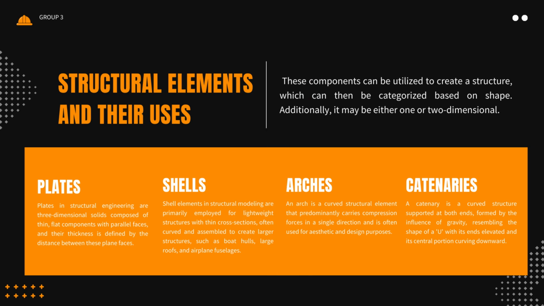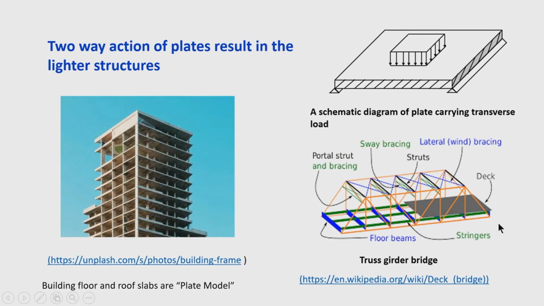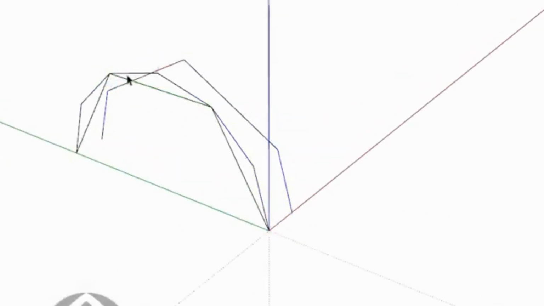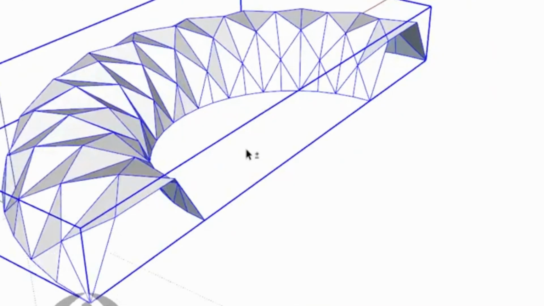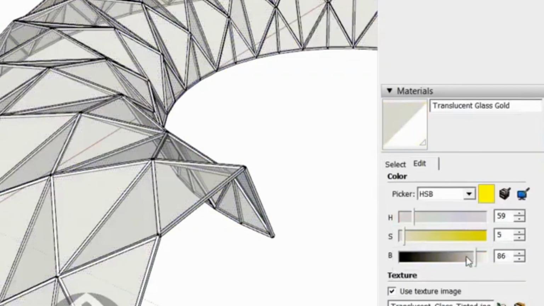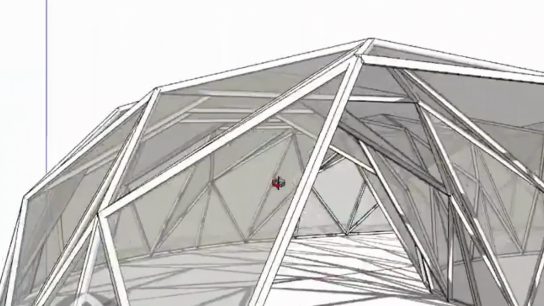The fourth element is plates. Plates are structural parts with a thinner thickness than other dimensions and are three-dimensional solids. In essence, thin plates are flat structural components joined by two parallel planes known as faces, whereas a cylindrical surface is known as a boundary or edge. On the other hand, the thickness of the plate is the distance between the plane faces.